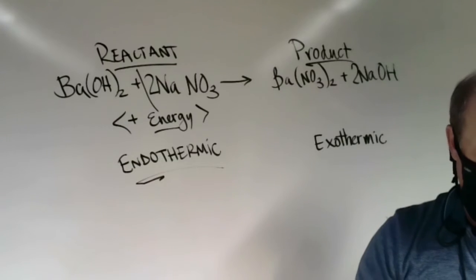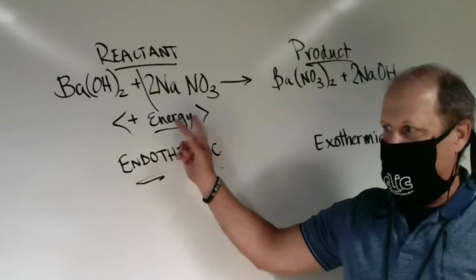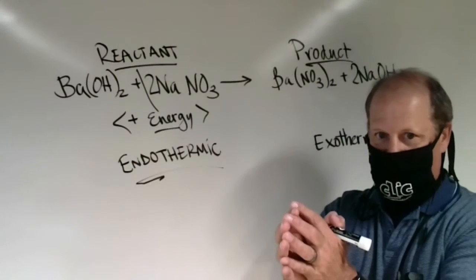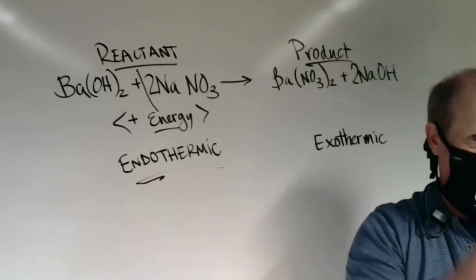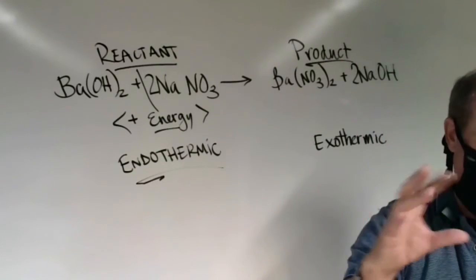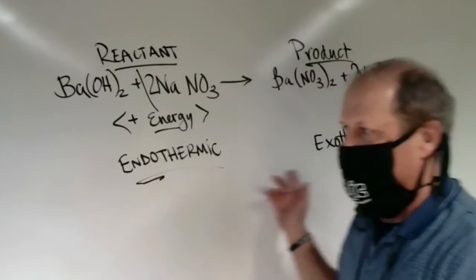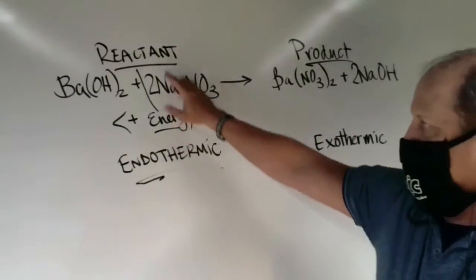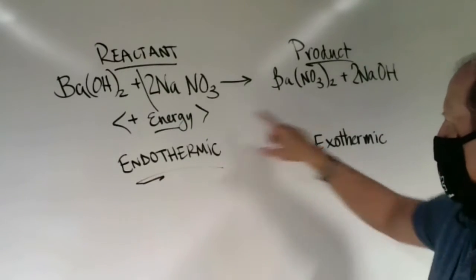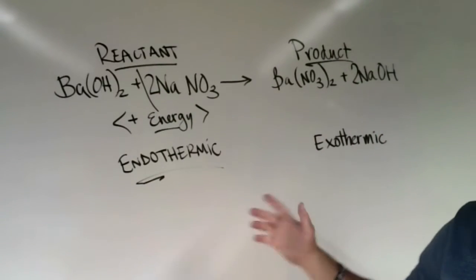Does that make sense? If it requires energy for it to happen, it's absorbing energy, and it's going to be cold. And if instead, as a result of the reaction, it releases energy, then it's going to be hot. That's endothermic or exothermic. So if energy is with the reactants, it's endothermic. If energy is with the products, it's exothermic. Simple, right?